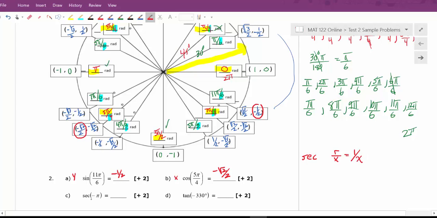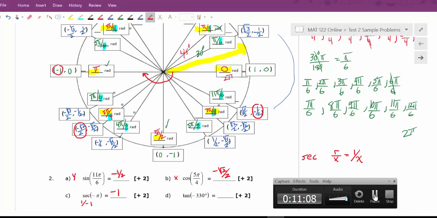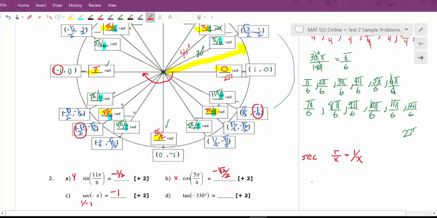It's really just going to be the reciprocal of the cosine. So if you were to go to negative pi, that's clockwise. Your x value is what matters. You want to do the reciprocal of that value. So you just do 1 over negative 1. So you get negative 1. And that's how you do that. Okay, now you go to the tangent.